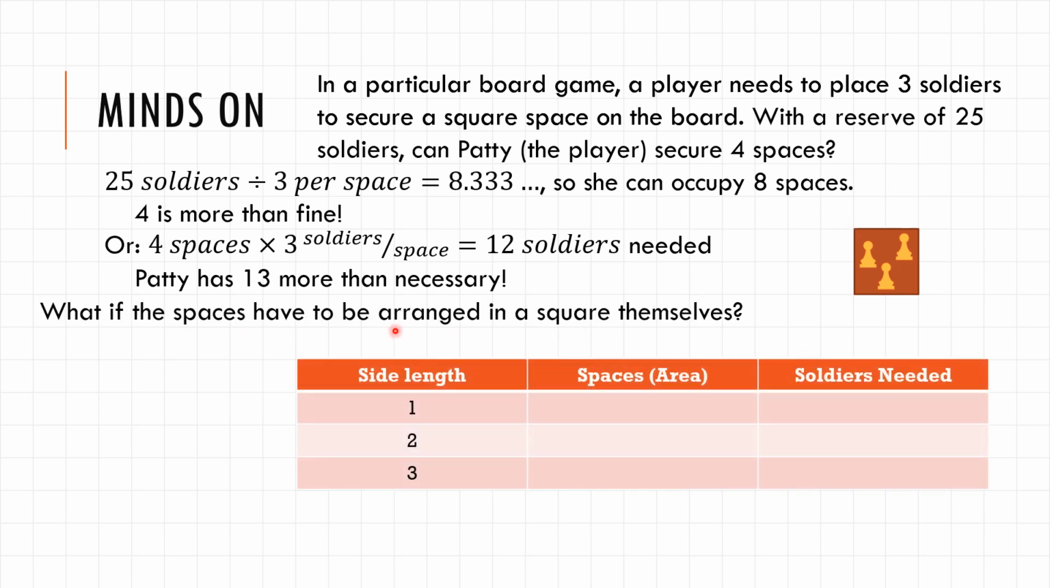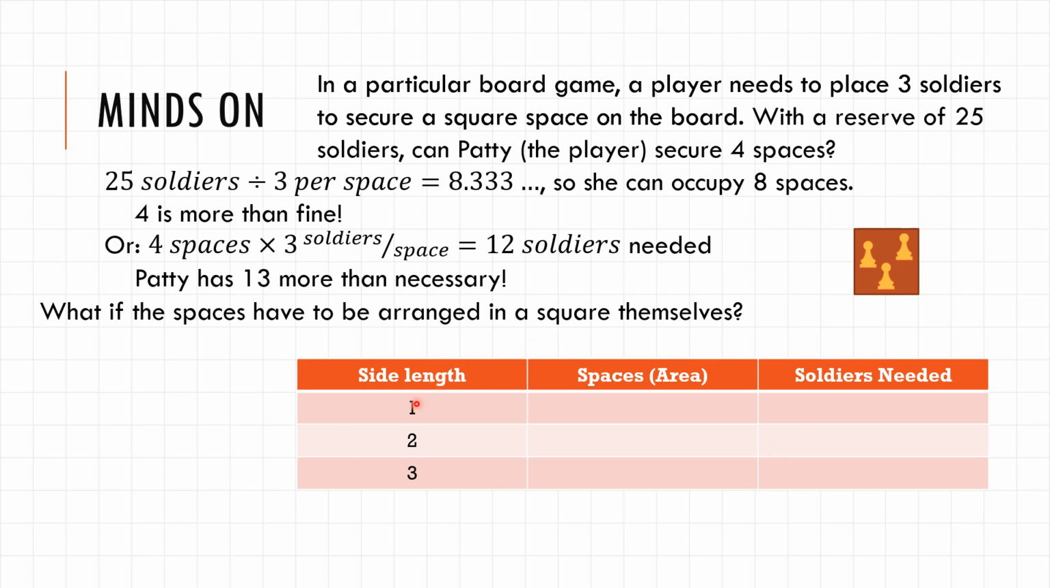What if the spaces have to be arranged in a square themselves? So instead of getting a space here and another one over here and another one over here, what if the spaces need to be organized in a square? So obviously, I'll invite you to copy down this table and complete it so you can see what sort of patterns emerge from this situation.